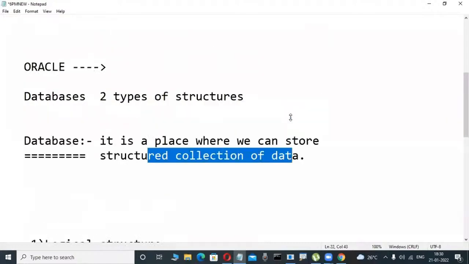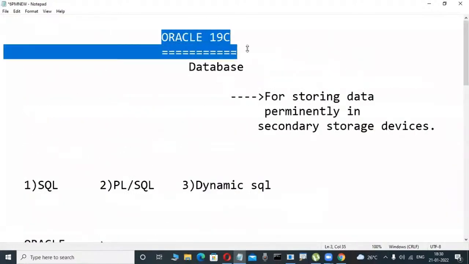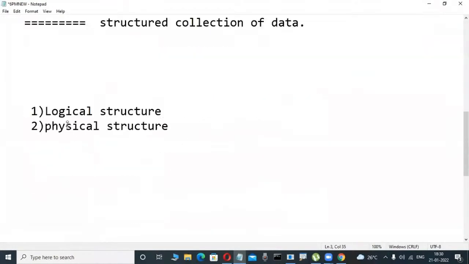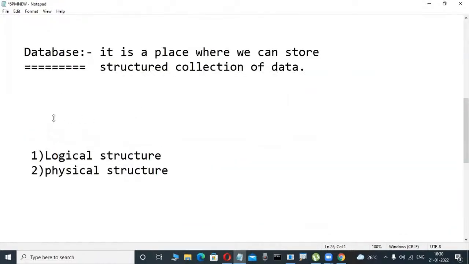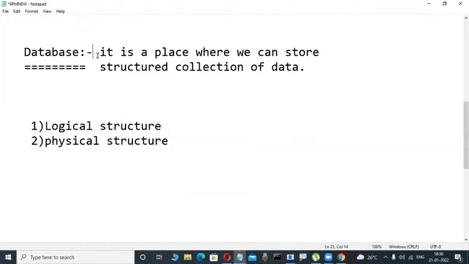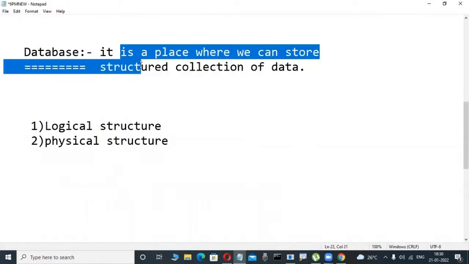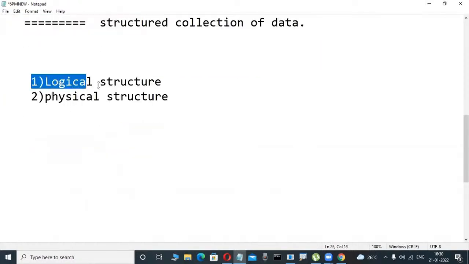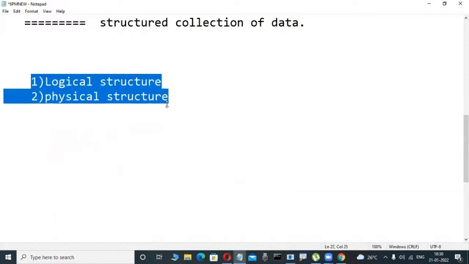Okay, fine. But whenever we install these types of software, two types of structures are there. One is the logical structure. Another one is the physical structure. This definition I am not explaining today, you will understand one of these days. Now observe. First, two types of structures are there. One is logical structure, another one is physical structure.